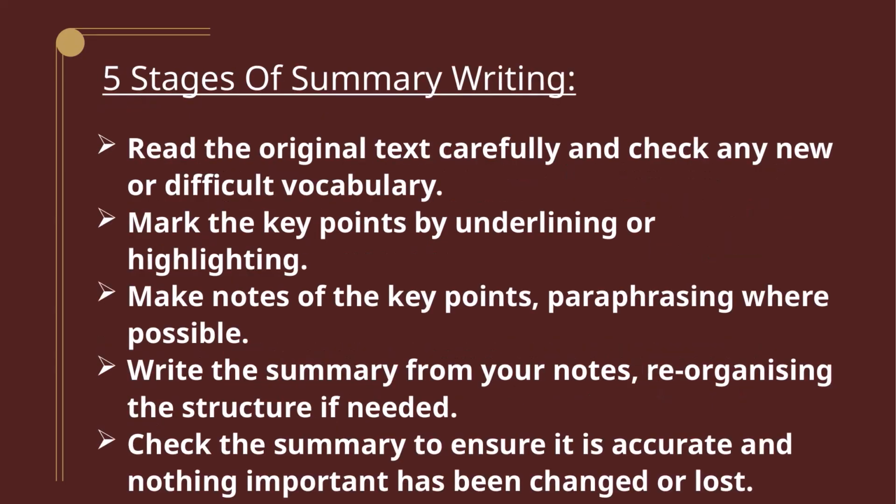Now, let's look at the 5 stages of summary writing. First, you start by reading the original text carefully. It's important to check for any new or difficult vocabulary so you understand the content fully. Next, you mark the key points by underlining or highlighting. This helps you identify the most important information.